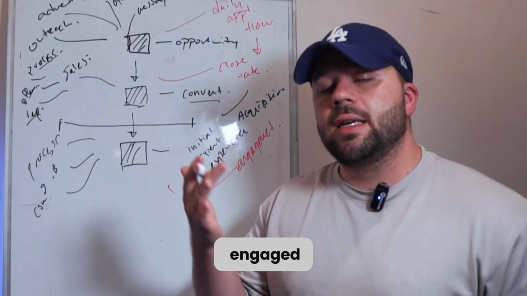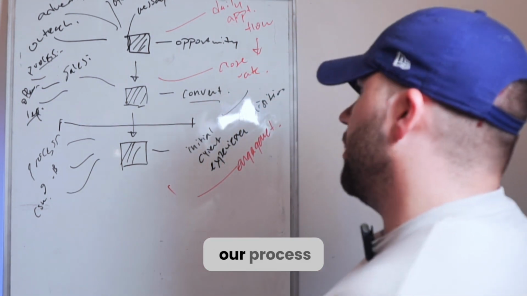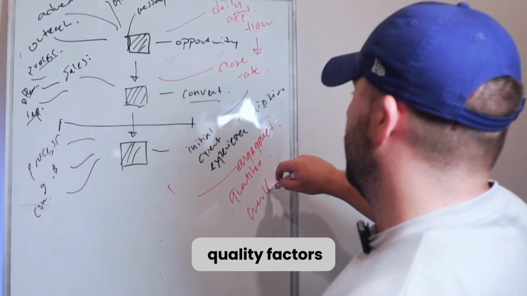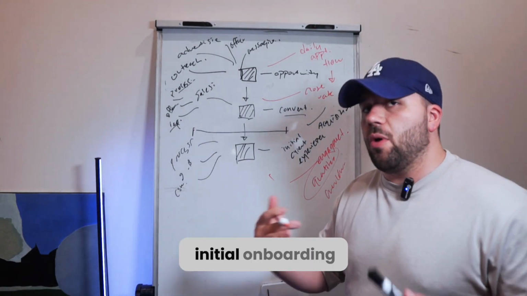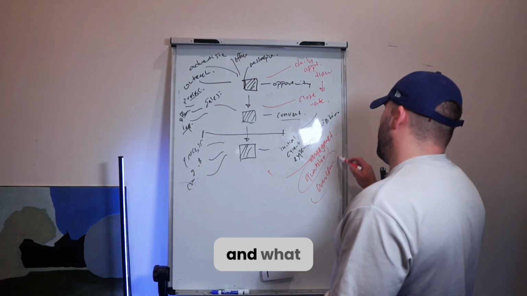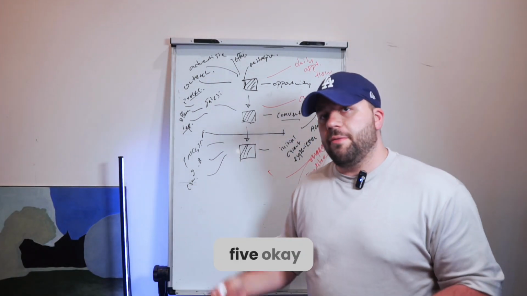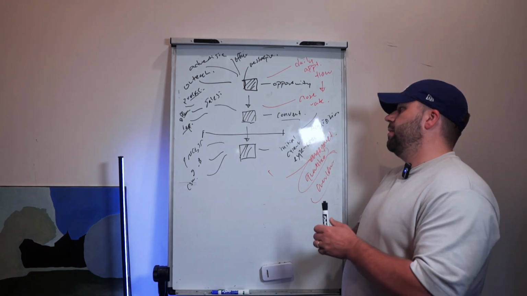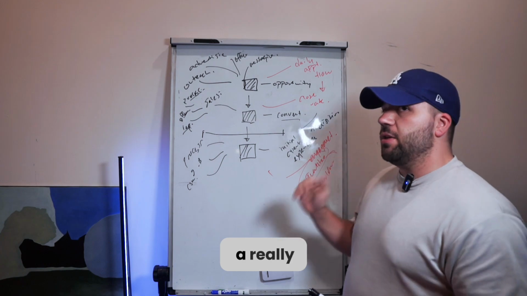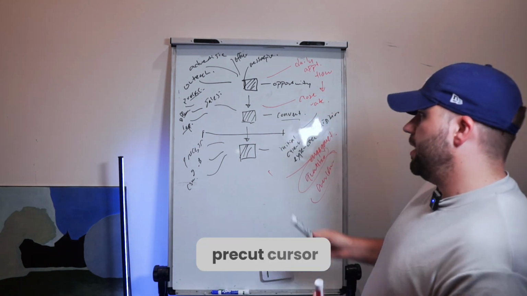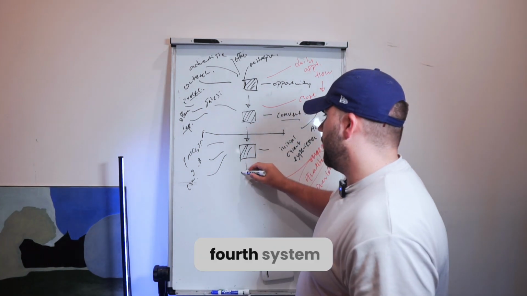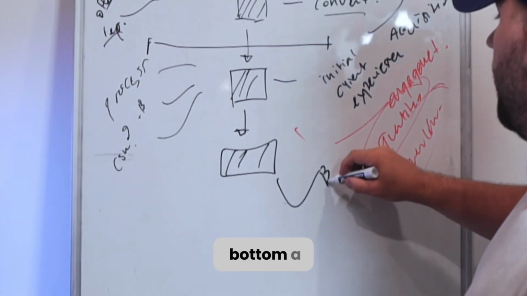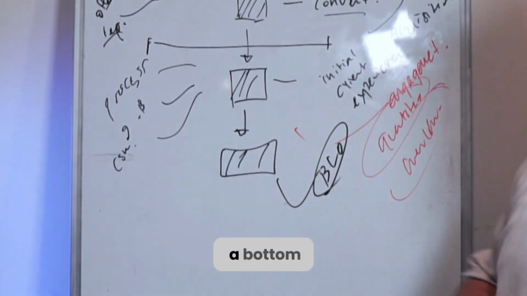How engaged are our clients with our process in terms of quantitative and qualitative factors? How many of the initial onboarding meetings do they show up to? And what is their general disposition out of 1 to 5? If we track that, then we can figure out that we need to get a really good initial client experience, because that is a precursor to the fourth system. The fourth system I call a BLO, which is a bottom line outcome.